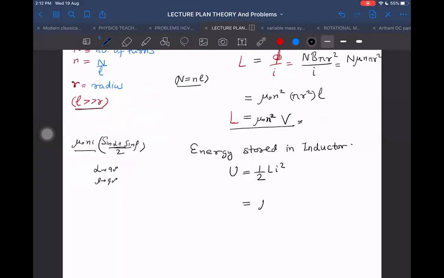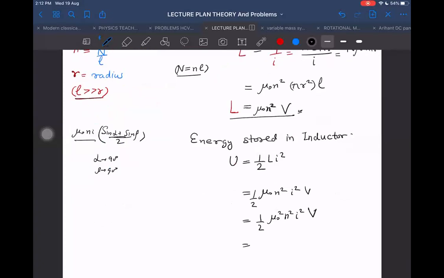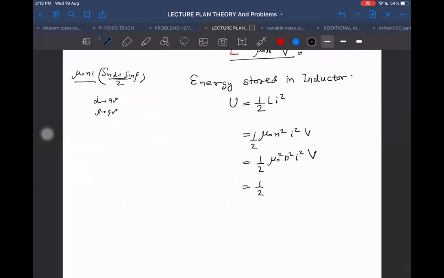But I would like to know, see, if I write half and multiply by the L value, that is mu naught square n square I square into volume into half, or finally half into B square by mu naught into volume, that is the energy.